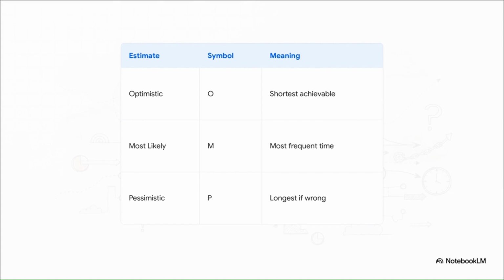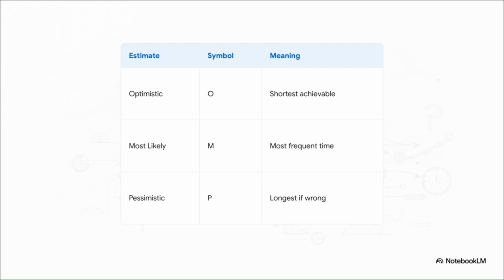First up, we have the optimistic time, the absolute shortest achievable duration if literally everything goes flawlessly. Next is the most likely time, or M. That's the duration that would happen most often under normal everyday conditions. And finally, the pessimistic time. This is the absolute longest it would take if nearly everything goes wrong, excluding, of course, completely catastrophic events. So the crucial point is what we actually do with these 3 numbers.